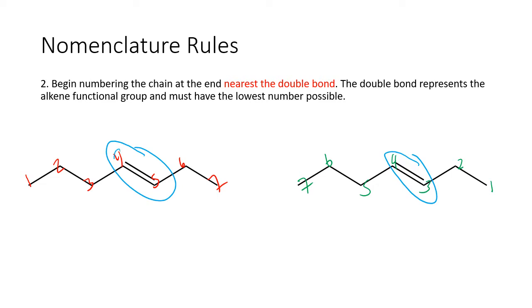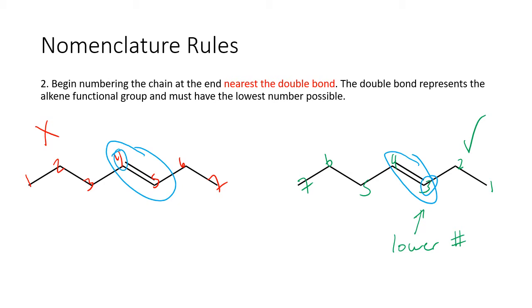And we always look at the carbon where it starts. So when I numbered on the right, my alkene got a lower number. And that's what we want. We want it to have the lowest number possible. So this is the correct numbering, and on the left would represent the incorrect numbering.